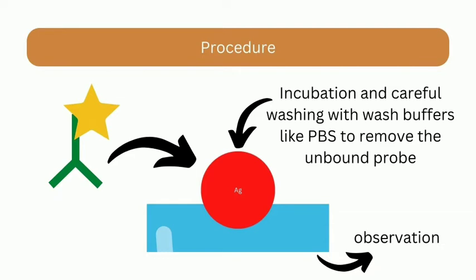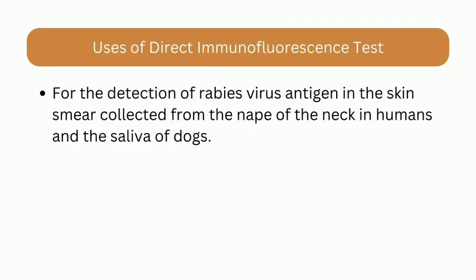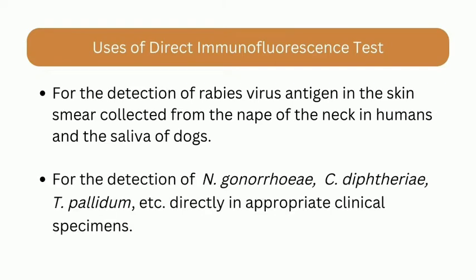The uses of it include the detection of rabies virus antigen in the skin smear collected from the nape of the neck in humans and saliva of dogs, and for the detection of various pathogens like Neisseria gonorrhoeae, Corynebacterium diphtheriae, Treponema pallidum, etc. directly in the clinical samples.